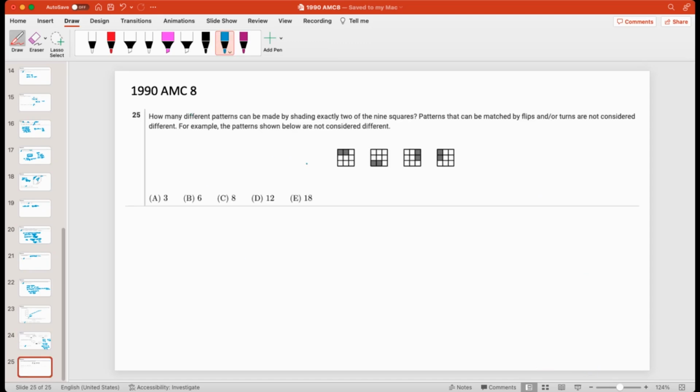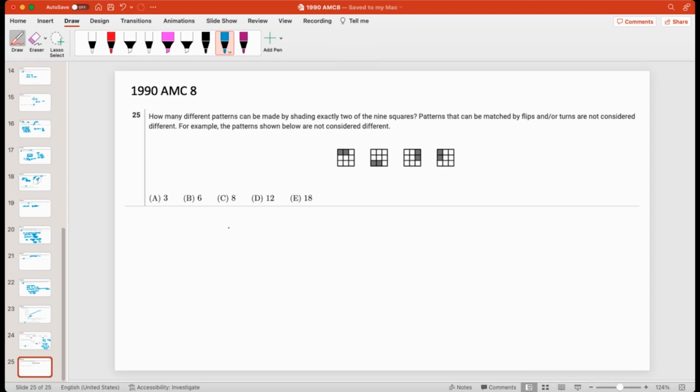How many different patterns can be made by shading exactly two of the 9 squares? Patterns that can be matched by flips and turns are not considered different. That means symmetrical patterns are not considered different. They'll be the same. For example, the patterns shown below are not different. See this one, this and this is symmetrical across the horizontal line, right? They are considered the same. If you turn, it will give you symmetry. So the symmetrical patterns are considered to be exactly the same. We should be careful while doing this.